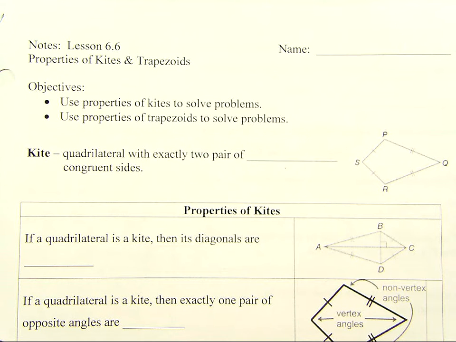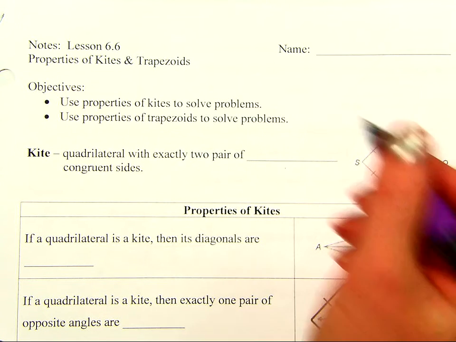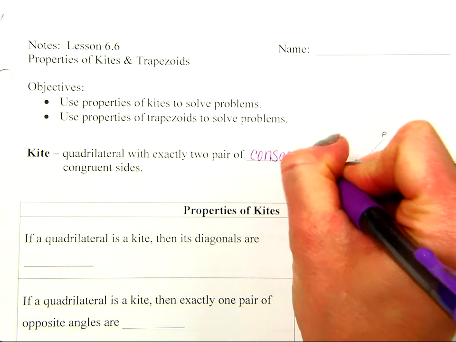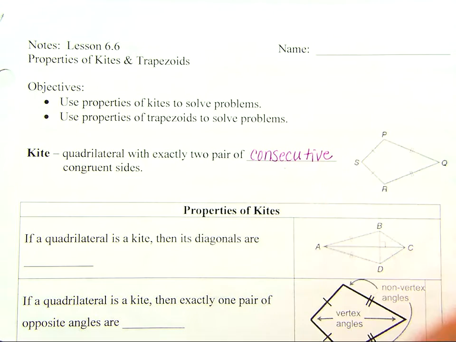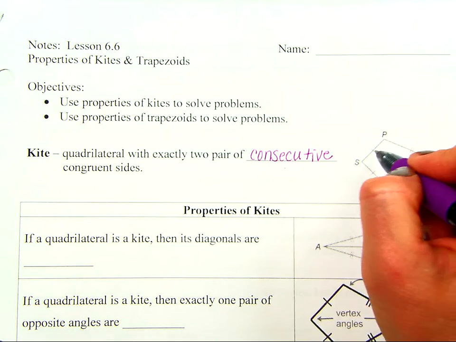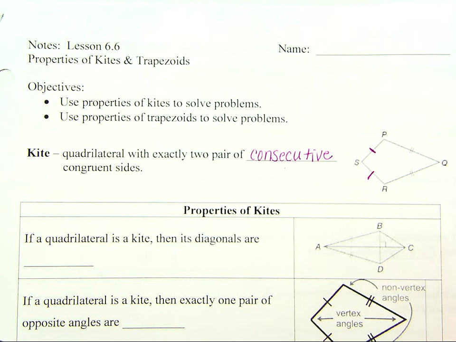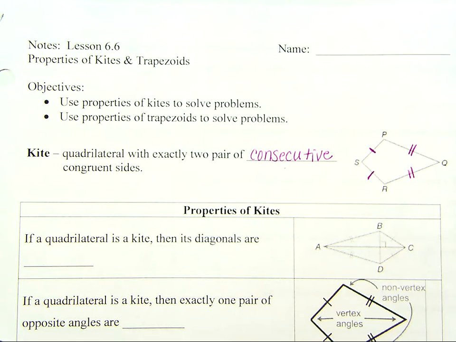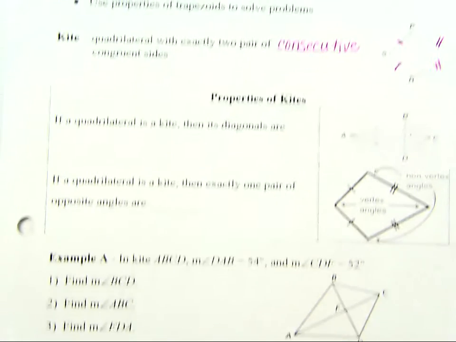By definition, it says that it is a quadrilateral with exactly 2 pairs of consecutive congruent sides. Consecutive meaning side by side. So I can see here these 2 tick marks. Those sides are consecutive. These 2 sides are consecutive. So what is true about our kite?